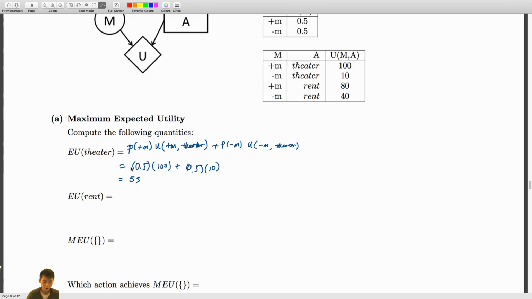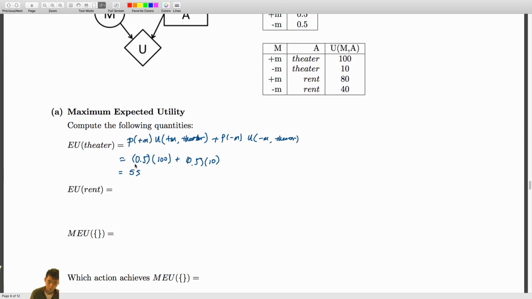Okay, and then they want us to calculate the other quantity, which is the expected utility of it being rented. So again, we're going to calculate this weighting by the probabilities, plus the probability that it's bad times the utility in that scenario. Oh, excuse me, this is rent. Okay, so then this will come out to 0.5 times 80 plus 0.5 times 40, and this is 60.